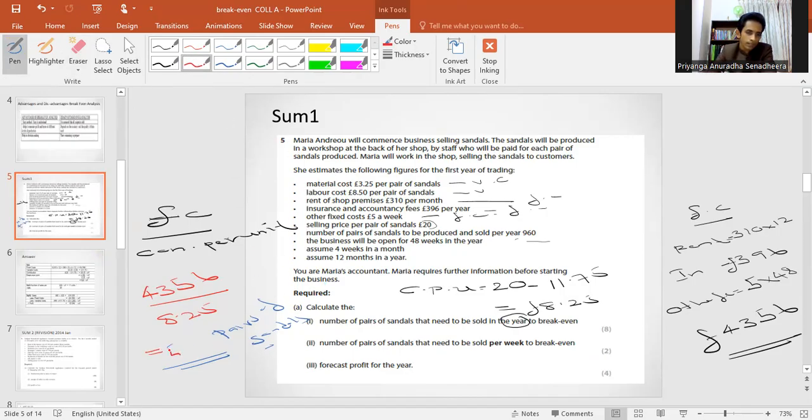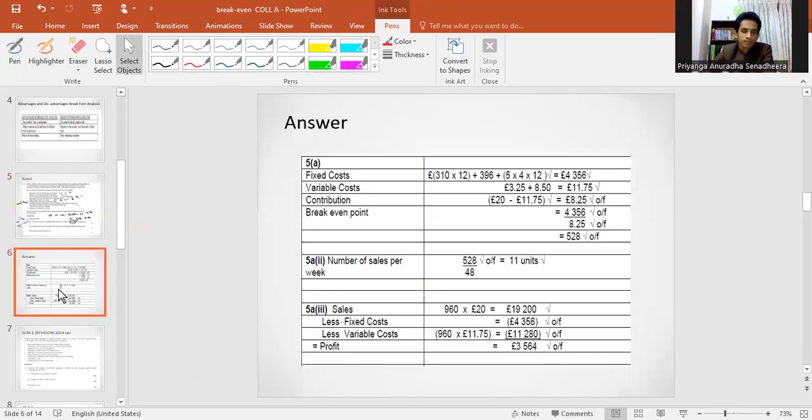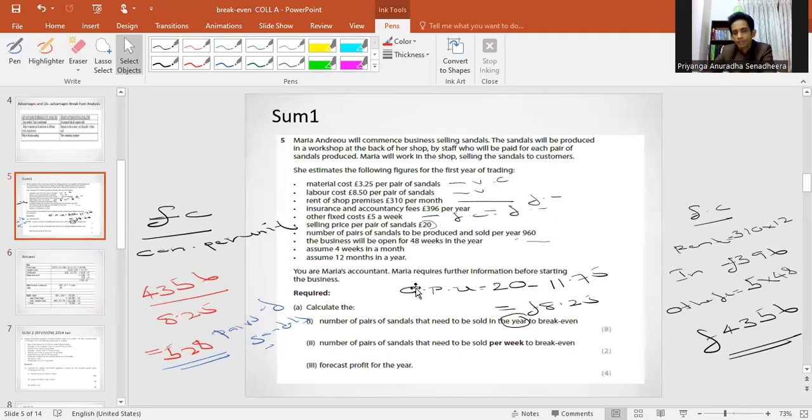Answer will be 528. Okay, the marking scheme answer you check. Okay, we got the same answer in the marking scheme, so that's correct. Okay, we erase this because otherwise no space.